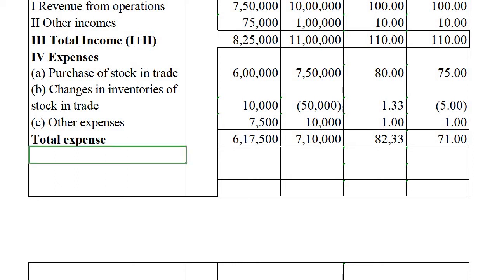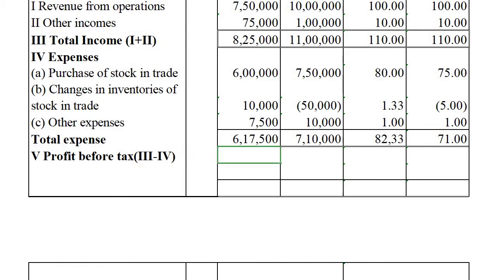Now let us see the profit before tax. Profit before tax is 0.3 minus 0.4, that means total income minus total expenses. So 2,07,500 for the previous year, for the current year 3,90,000. Previous year percentage is 27.67, that is 2,07,500 divided by 7,50,000 into 100. Like that for the current year also.